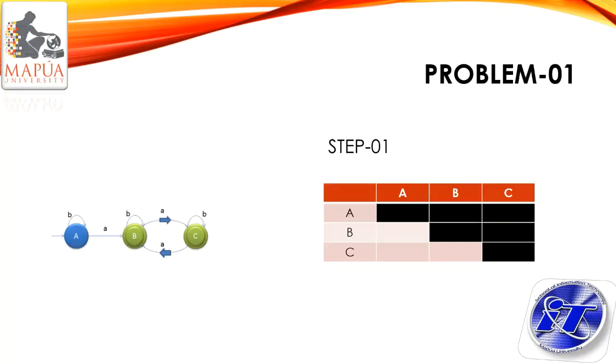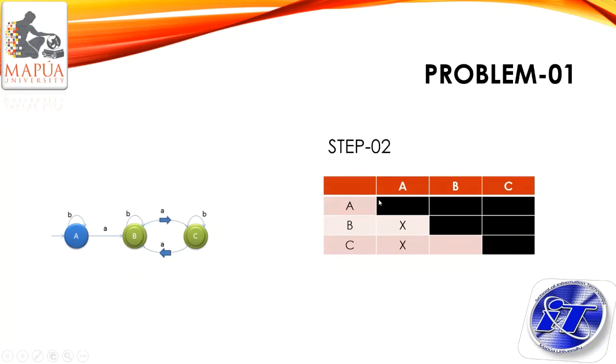Now, let's move on with another problem. Let's have these three states, A, B, C. So 3 rows, 3 columns for our step 1. And again, the lower parts will be used for our solution. Okay, step 2.